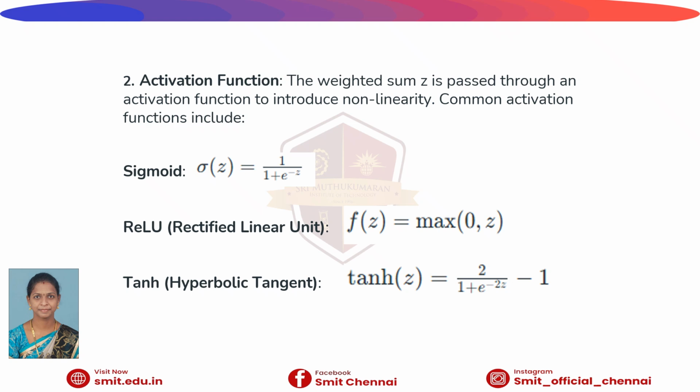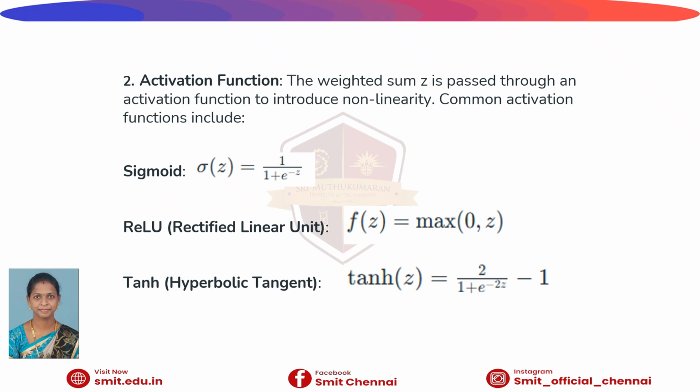Because of this property, it is commonly used in binary classification problems. The output can be interpreted as a probability. Formula: sigma of z equals 1 divided by 1 plus e power minus z.